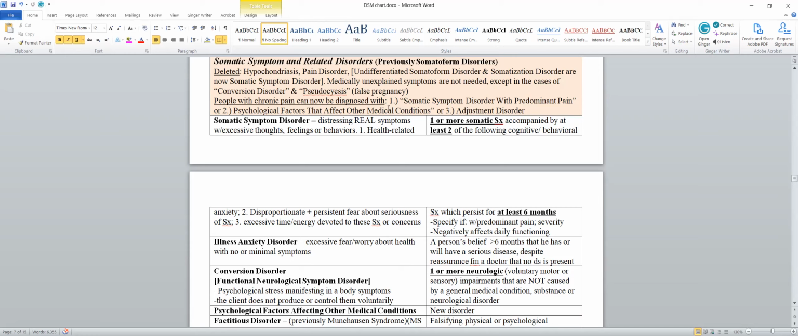Distressing real symptoms with excessive thoughts, feelings, or behaviors. 1, health-related anxiety. 2, disproportionate and persistent fear about seriousness of symptoms. 3, excessive time and energy devoted to these symptoms or concerns. So the symptoms which persist for at least 6 months. Specify if with predominant pain, and specify severity.